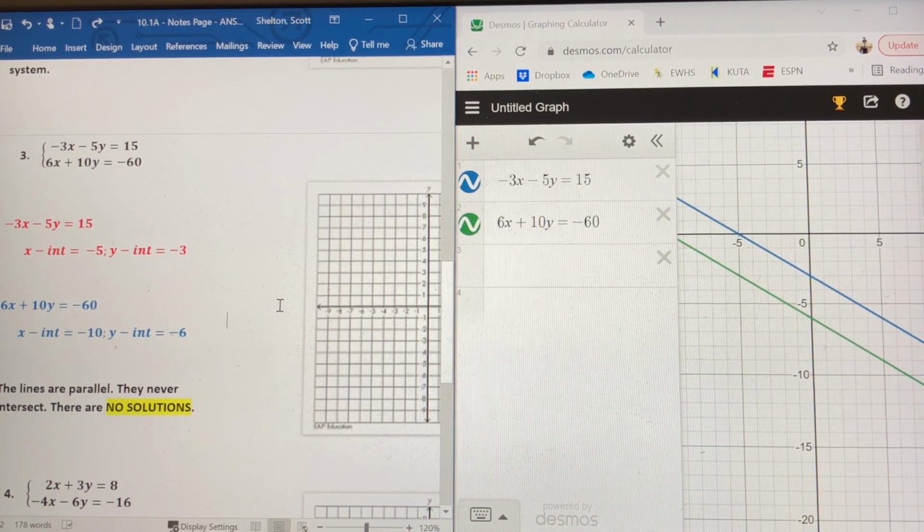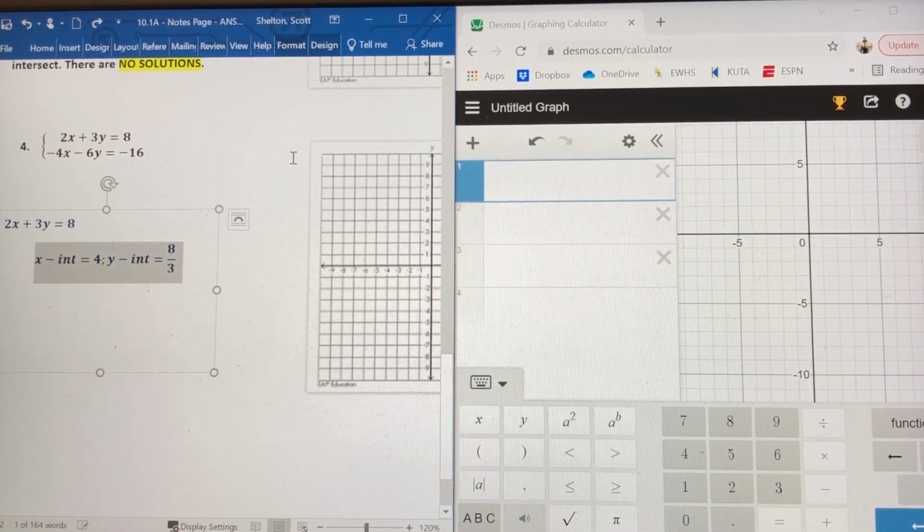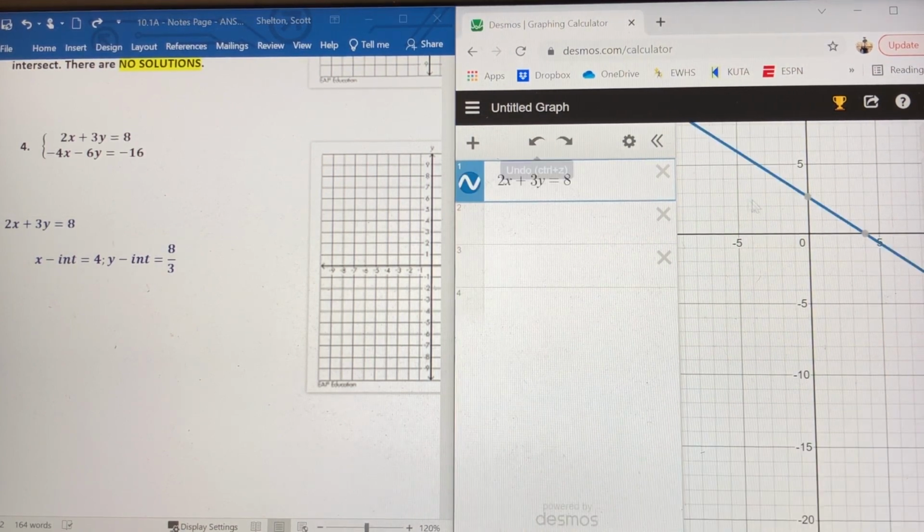Let's look at number 4. It's a little bit different. Finally, in number 4, we've got two equations again in standard form. So let's find the intercepts. For the first equation, the x-intercept is going to be positive 4. The y-intercept is going to be a fraction. When I plug in 0 for x, y is going to have to be 8/3. So when I graph that, 8/3 is right up here at 2 2/3, just south of 3. And my x-intercept is 4. So see that blue line there.